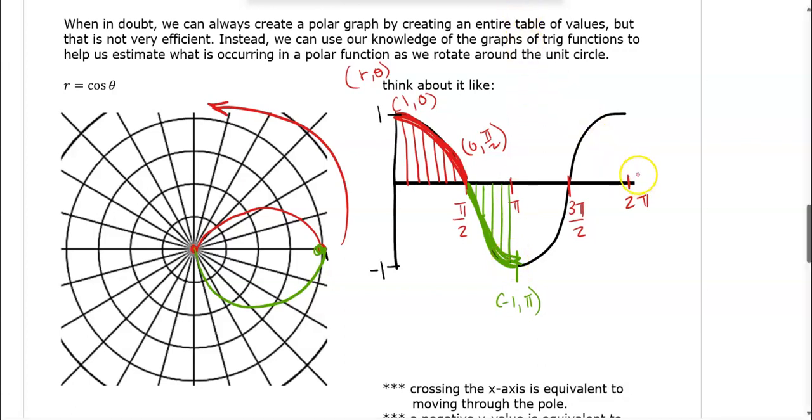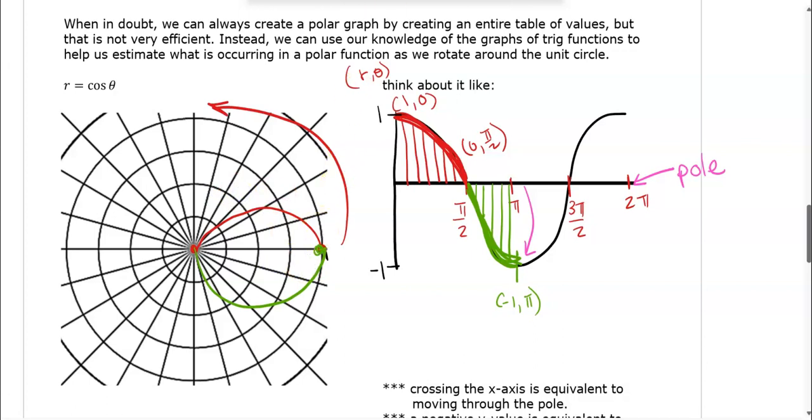A good rule of thumb and a way to think about things is to think of this x-axis as the pole. So as my point gets closer to the x-axis, it means it's getting closer and closer in. It's going in this way, towards the pole. And as I go further and further away, like I do here, I'm moving further and further out.